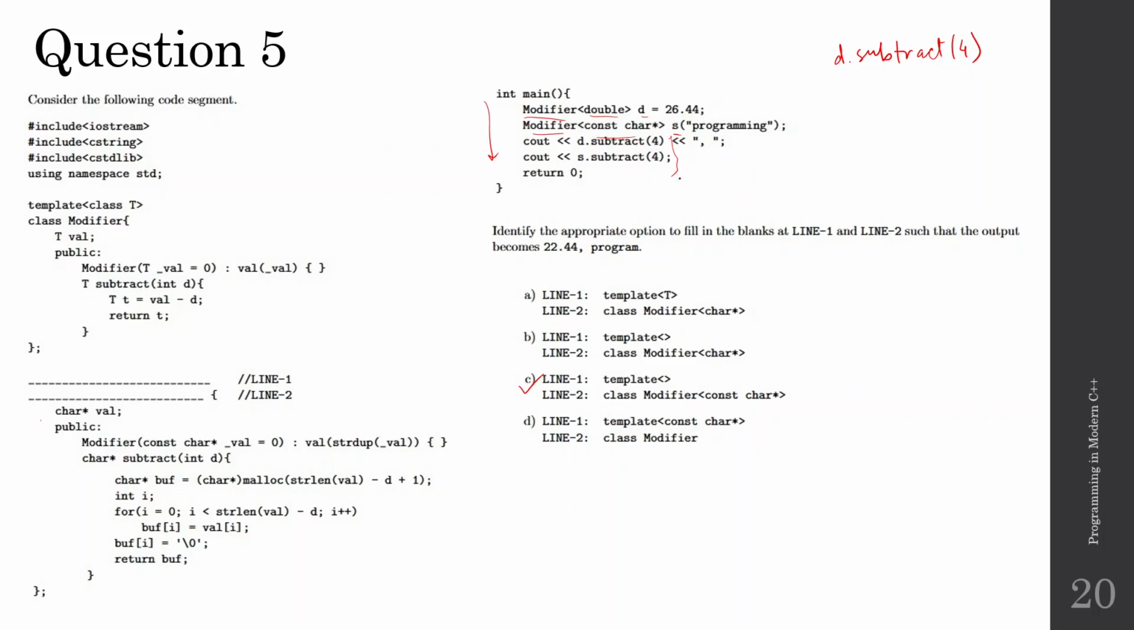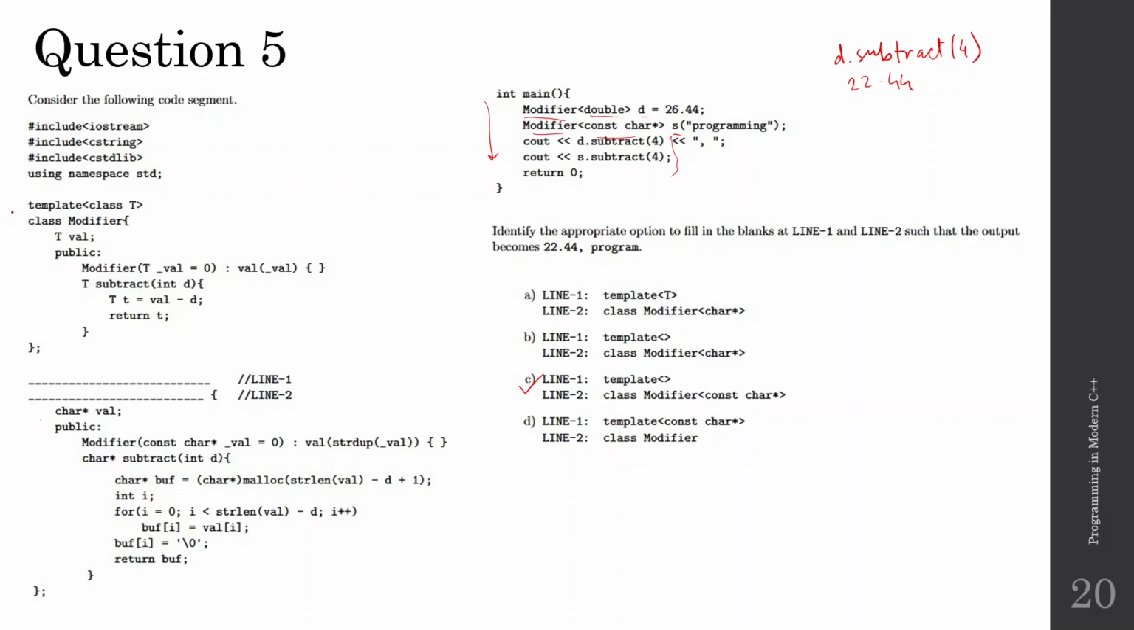Okay, so, wait a minute. That will be subtracted from this value, so 22.44 will be printed. And in the second line we have s dot subtract 4. Now in this case s is a string, so how do we subtract an integer from a string? There is no proper way, it has to be defined according to the use case.